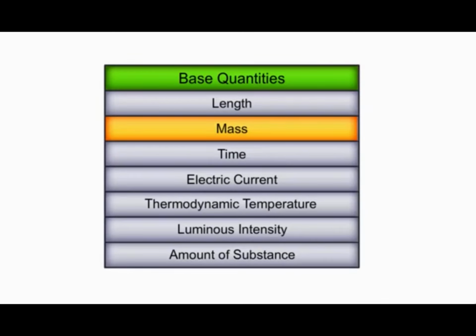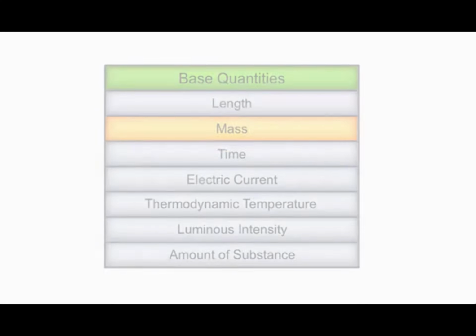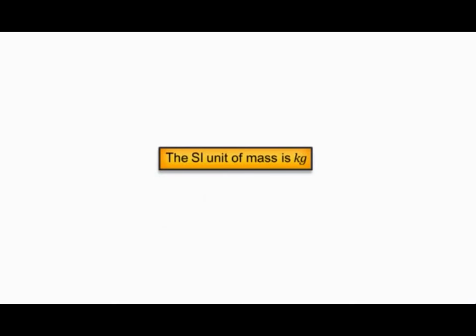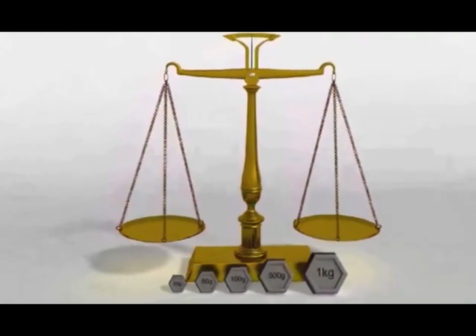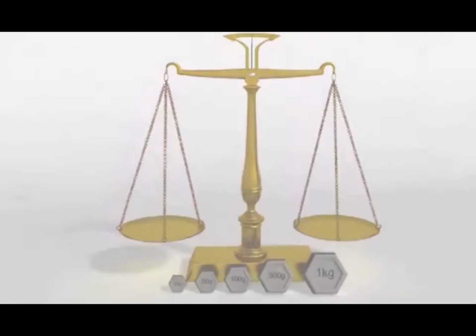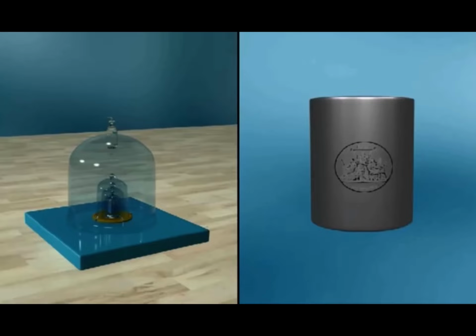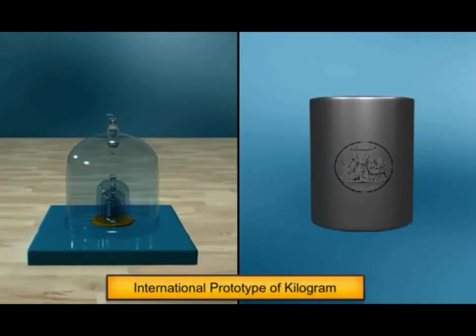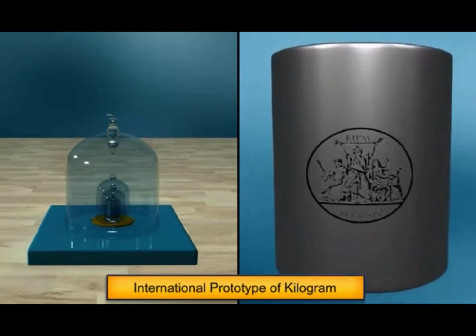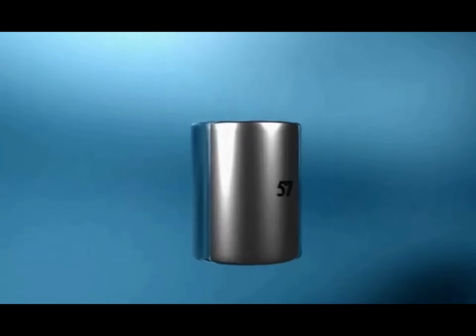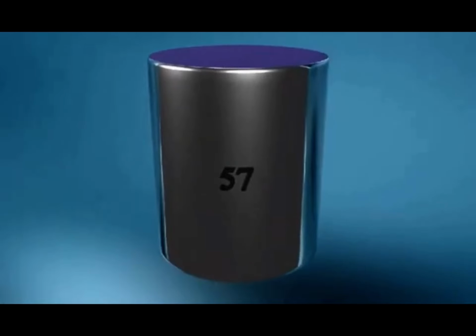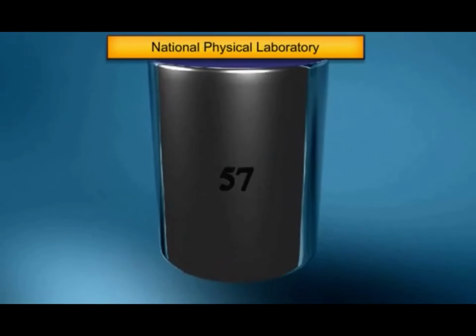Mass is the basic property of matter and a fundamental unit of measurement, since its measurement does not depend on any other physical quantity. The SI unit of mass is kilogram, denoted by small letters kg. We observe the standard kilogram weight used by different shopkeepers. But the prototype of the standard kilogram is supplied by the International Bureau of Weights and Measures, BIPM.